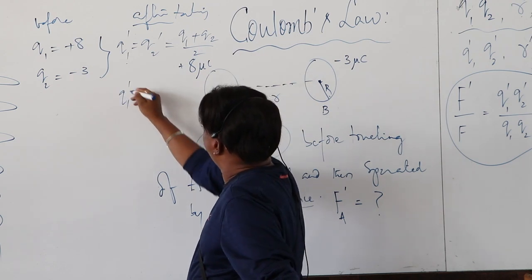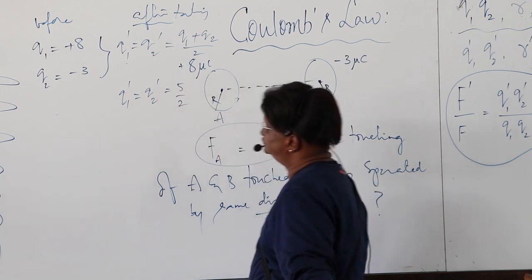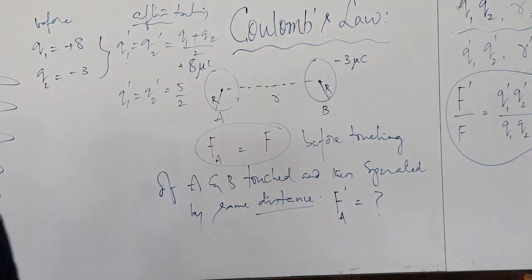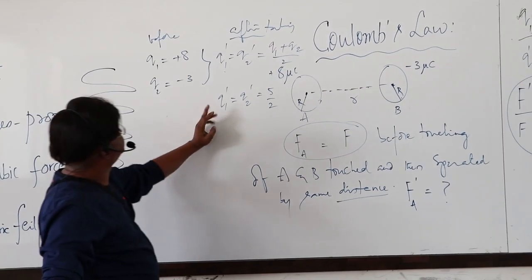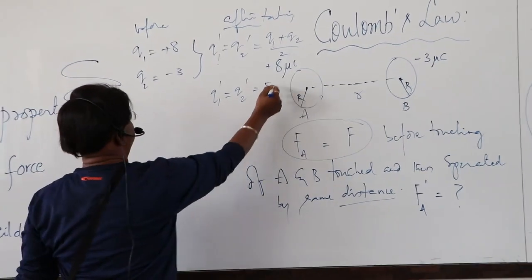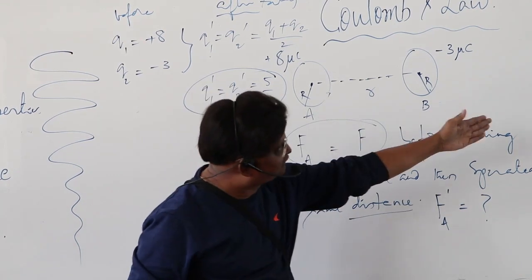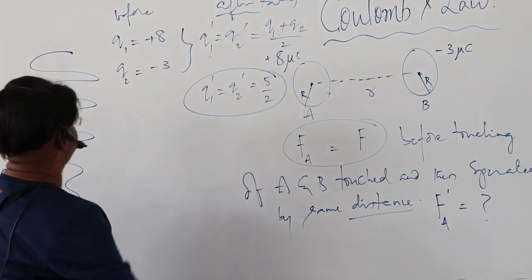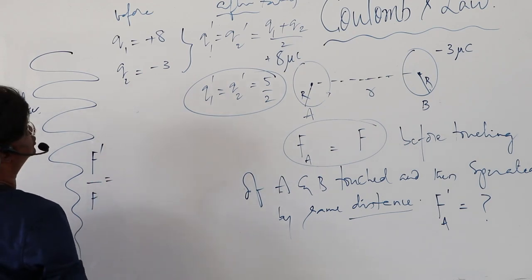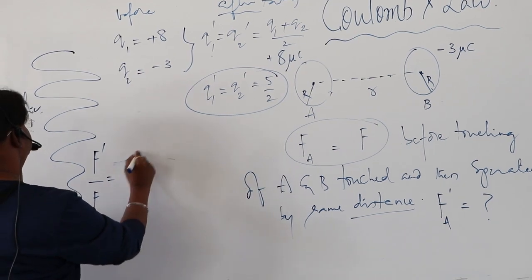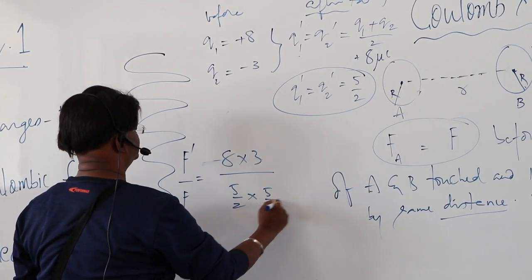Therefore, now Q1 dash is equal to Q2 dash, which will become 5 by 2. Here you have 8 plus or minus, right? So Q1 dash equals Q2 dash equals 5 by 2 units, and he says same distance. Therefore, let me use that expression. Now I will write F dash by F is equal to Q1 Q2, that is 8 into 3, by 5 by 2 into 5 by 2.